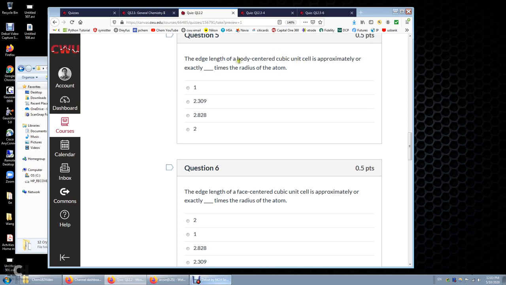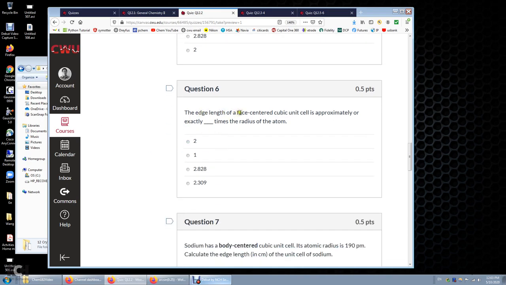Similar question, but we're talking about a body-centered cubic unit cell. This time, if you look at the body diagonal of the cell, it's the square root of 3 times the edge length, and that's equivalent to 4 times the atomic radius. So the result should be 4 divided by the square root of 3. The square root of 3 is 1.732, so I think this is the answer. 4 divided by 1.7 something is 2.3.